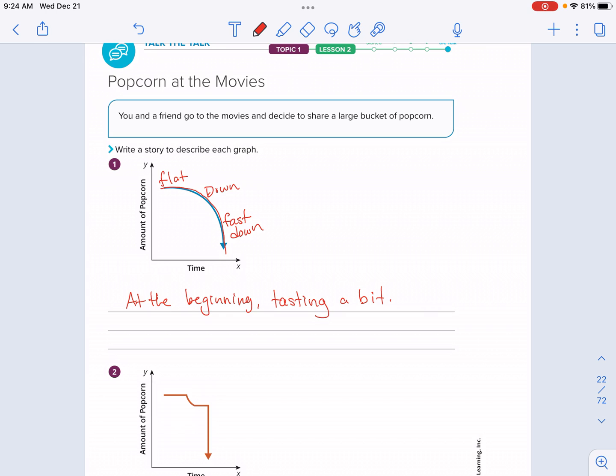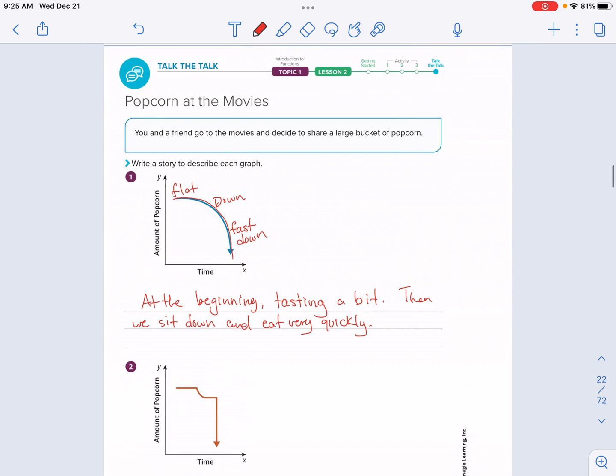Then I will say we sit down. Maybe we go to our seats. We sit down and we'll eat very quickly. Or maybe we're sharing it with someone else, and they're helping us eat the popcorn. Otherwise, you're just eating popcorn by yourself, and that's kind of sad. Okay, anyways, we'll leave it at that.